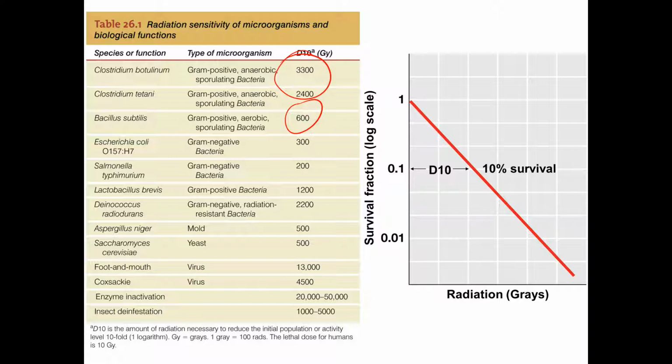Organisms like E. coli and Salmonella, which are gram-negative, you have gram-positive organisms like Lactobacillus, you have Aspergillus, which is a fungus, a mold, Saccharomyces, viruses, enzymes. Some of these require much higher levels of radiation. Notice here your Deinococcus radiodurans. This organism is almost comparable to Clostridium in terms of the level of resistance to irradiation.